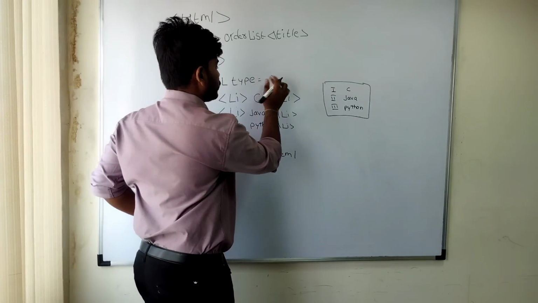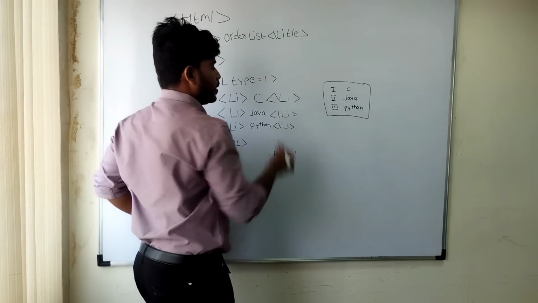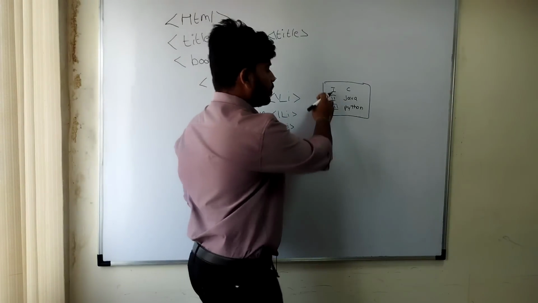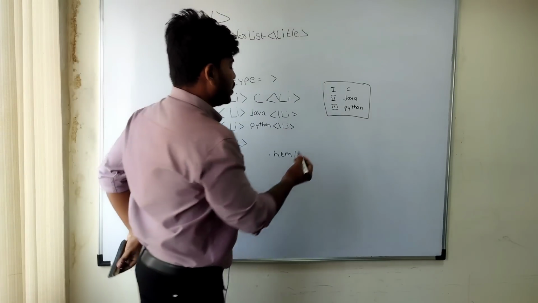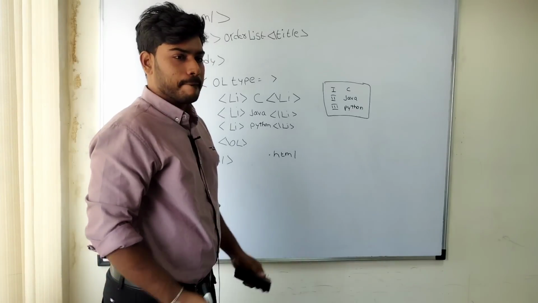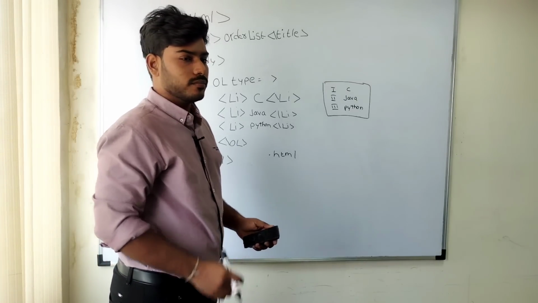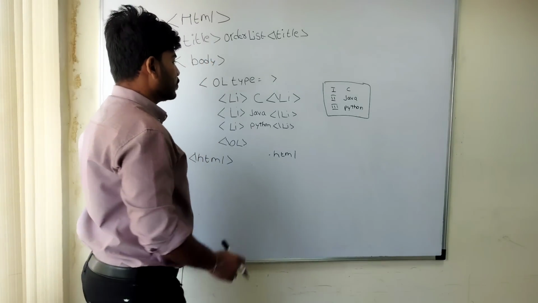If I want Roman numbers here, I will replace 1 with a Roman number, then the output will be printed in Roman numbers. For example, if you keep it as 1, it will print 1, 2, 3. First you have kept it, right, so that is the Roman number.